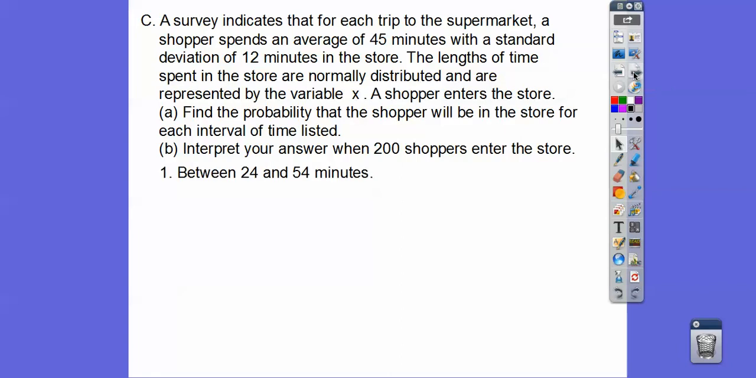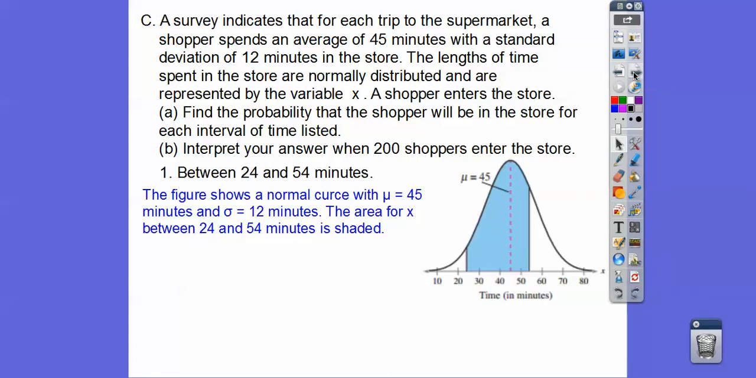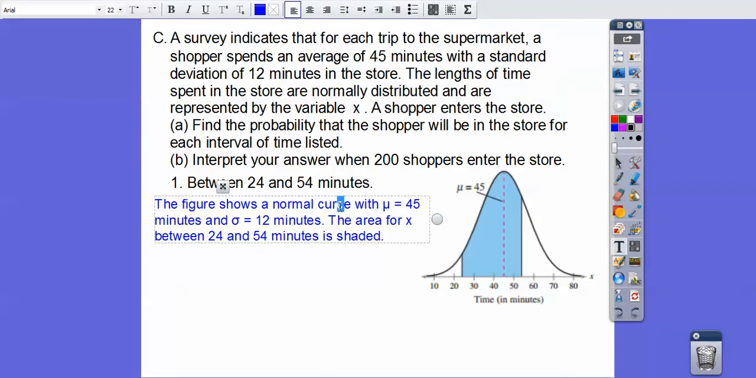Okay, so the first one is between 24 and 54. Here's our curve that shows a normal curve. Let me get the variable in there. With the mean 45, here's our mean right there, 45, and our standard deviation of 12.